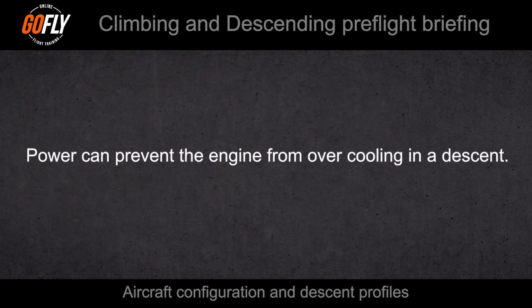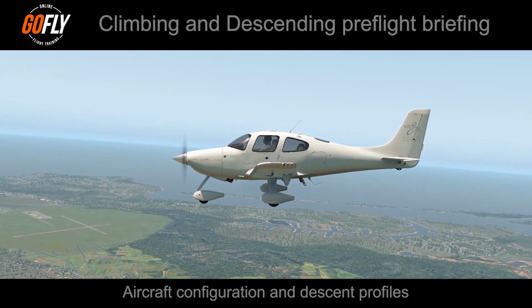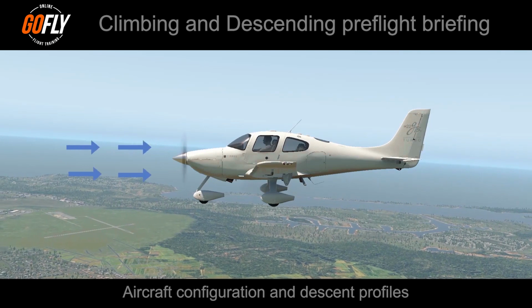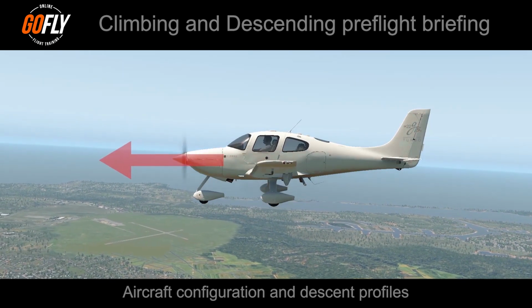The other advantage of using power in a descent is to protect the engine from overcooling. During a descent, the airflow through the engine is normally high and the power is low, and this can lead to excessive cooling of the engine. Having some power will help maintain the engine's temperature.